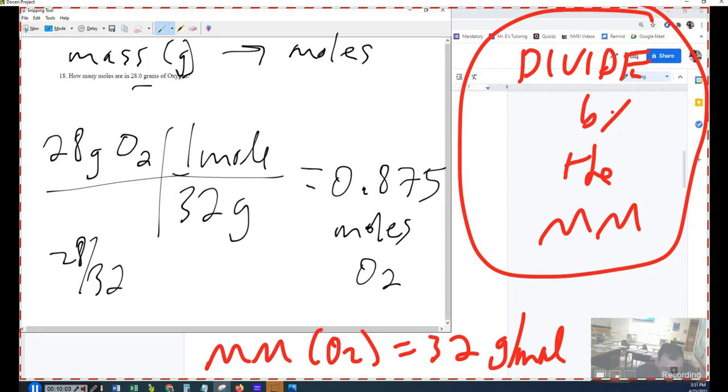Let me actually write that down on my paper before I forget, because I think I kind of messed this one up. So what do we get? 0.875. Okay, there's that one. That's 18. Aren't these fun?